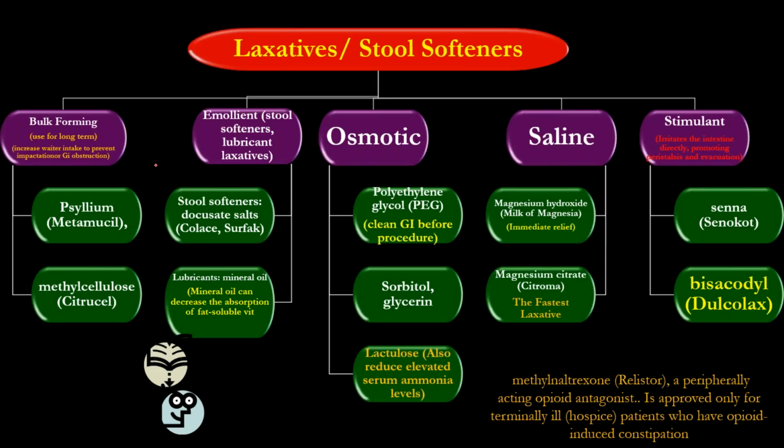Okay, laxatives. What we need to remember here is, number one, bulk-forming is used for long-term use. Then I have mineral oil, which decreases absorption of the fat-soluble vitamins, ADEK. We have the one to clean before a procedure, the PEG. Another one I want you to remember is the fastest laxative, magnesium citrate. Everything that has magnesium is fast. It's said to be immediate, but it's not really; about 4 to 5 hours. The fastest is magnesium citrate, which produces defecation in about 2 hours.